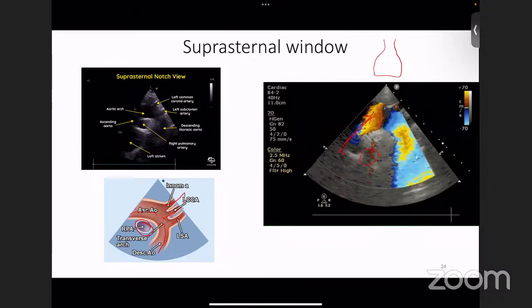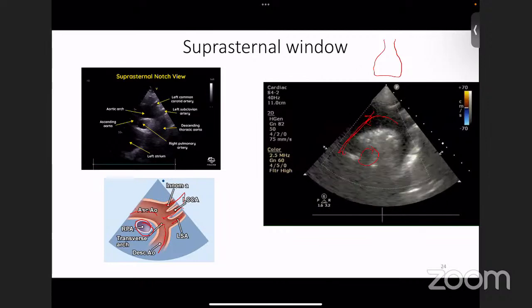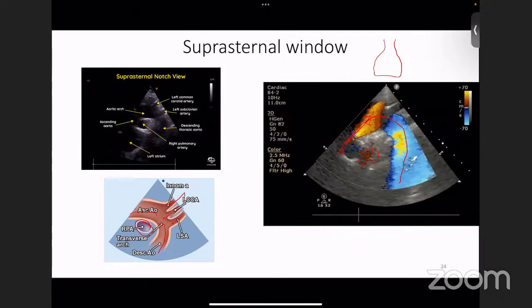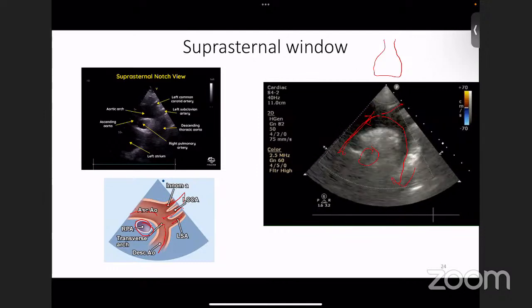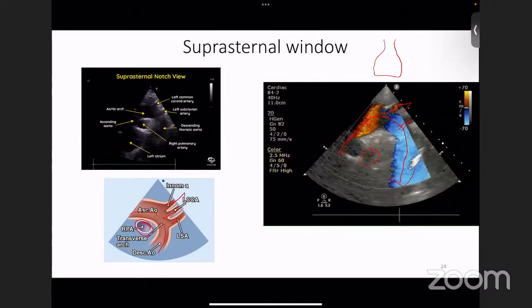So this is the ascending aorta, and then this is the arch of the aorta, and then it leads into the descending aorta and the great vessels. So this is how the suprasternal window looks, and here you can look for aneurysms of the aorta, or if there is a dissection of the aorta, it can be made out with this view.